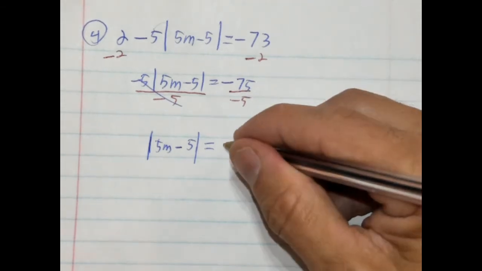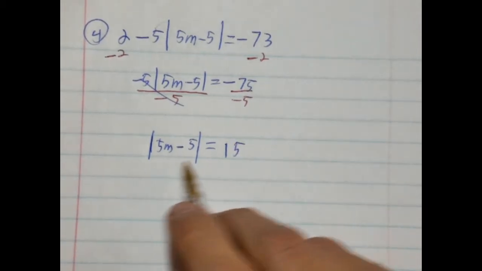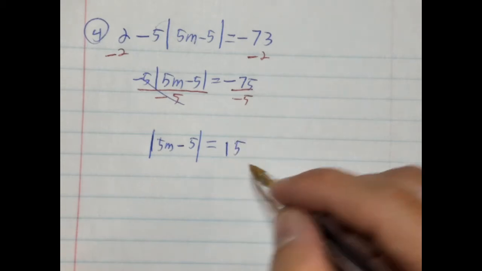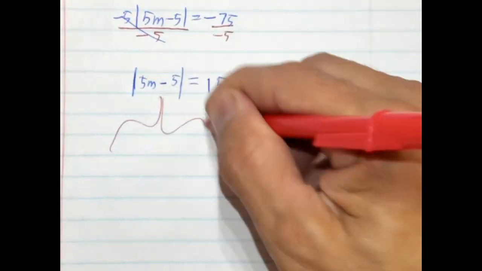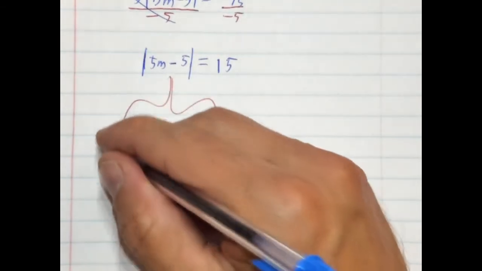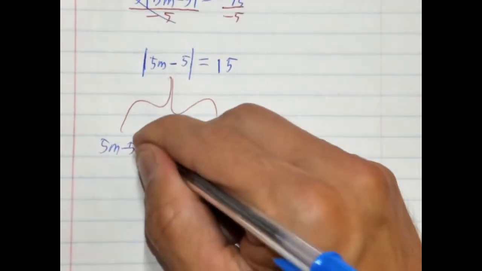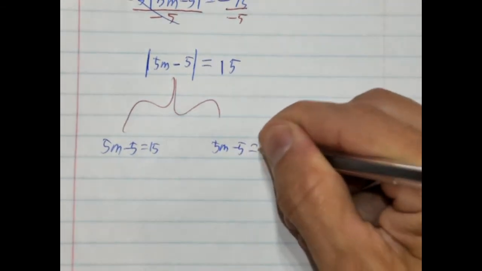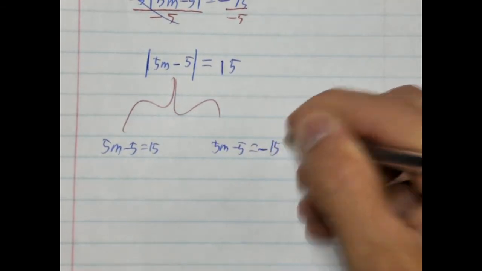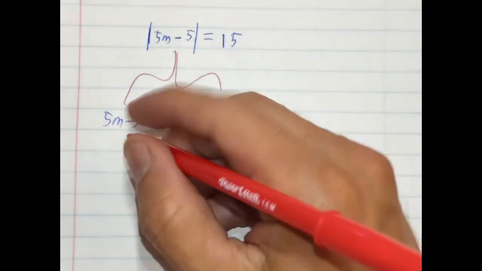So 75 divided by 5 is 15, there we go. So it divides 15 times, and the negative divided by negative is a positive. Okay, and now we can go ahead and split and rewrite this and solve it. So we're going to rewrite that as 5m minus 5 equals 15, and 5m minus 5 equals negative 15. Okay, and now we just solve it like we did all the other ones.